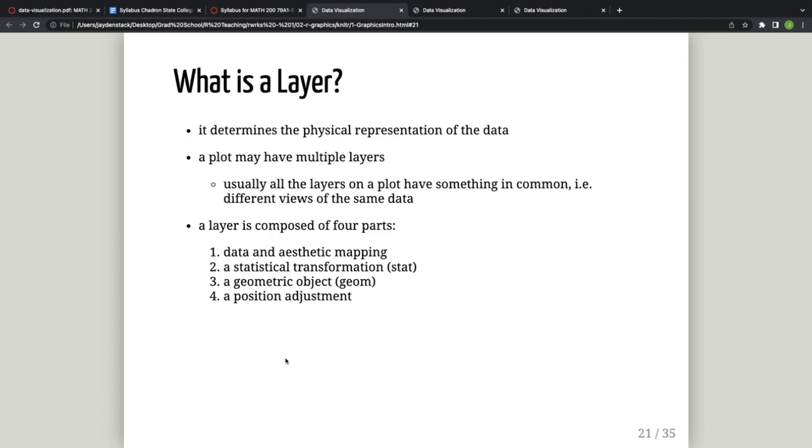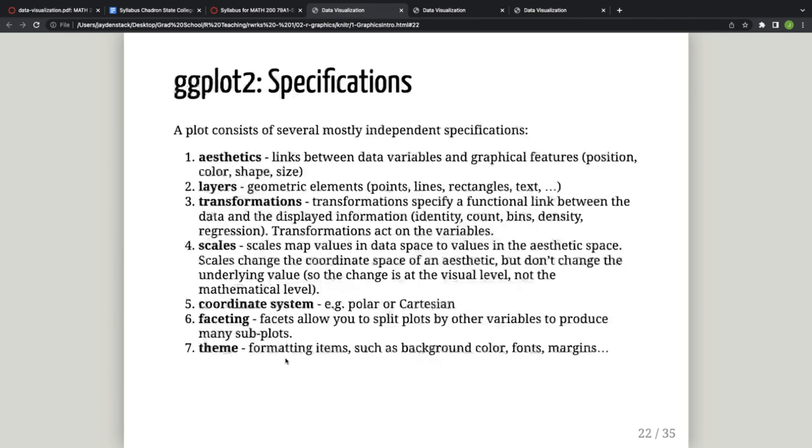All right. A layer can be composed of 4 different parts: data and aesthetic mapping, a statistical transformation, a geometric object, and a position adjustment. Okay, and we'll get into these once we start building our graphs. Okay, so some specifications. A plot consists of several mostly independent specifications. All right. And so again, now I'm thinking about just building the infrastructure of my graph. This is all in the syntax, and you'll see these words come up again and again when we're building our plots.